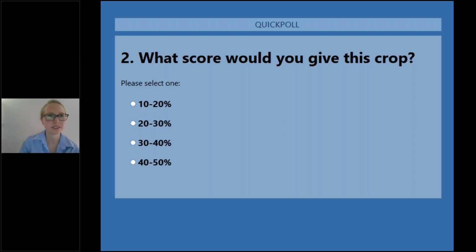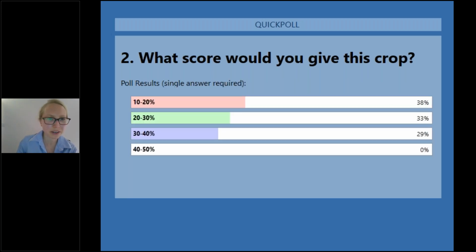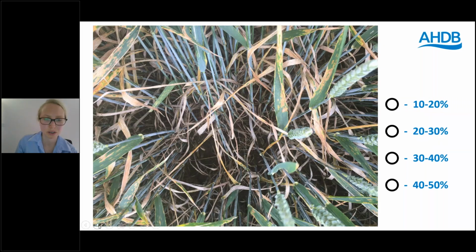Okay, should we see the results? So the biggest result is 10 to 20%. 38% of people thought it was 10 to 20%, 33% of people thought it was 20 to 30%, 29% thought 30 to 40%, and no one thought it was over 40. So that's pretty good. That's a good range. I said that it was 25%, so anything around that is a good answer.